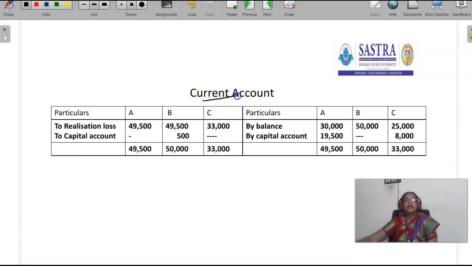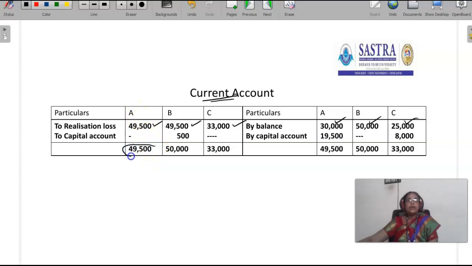This is the current account of partners. This has to be closed, and the balance should be transferred to the capital account of the partners. The balance is: A's current account 30,000, B's current account 50,000, C's current account 25,000. Already we have transferred the realization loss, that is 49,500, 49,500 and 33,000.